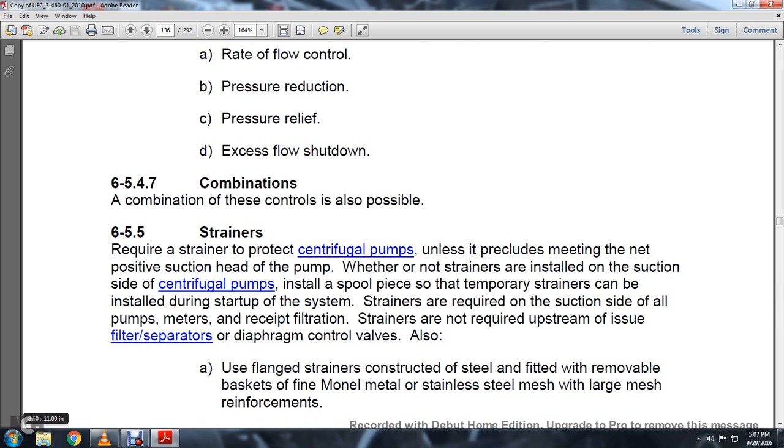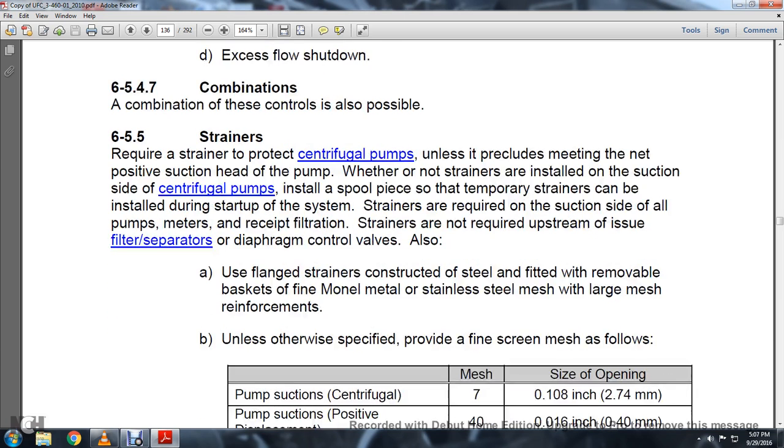5.5 Strainers. Strainers are required to protect centrifugal pumps unless they would adversely affect the net positive suction head of the pump. Whether or not strainers are installed on the suction side of the centrifugal pump, install a spool piece so a temporary strainer can be installed during startup. Strainers are not required on the suction side of all pumps and meters, and upstream of receipt filtration.